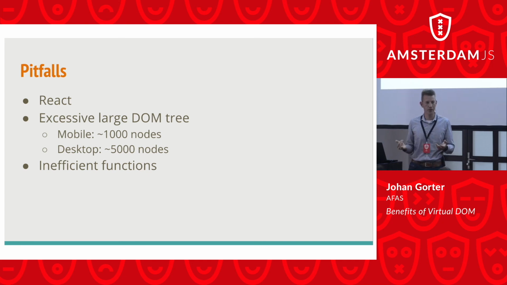Don't make a DOM tree excessively large. On a mobile, more than 1,000 DOM nodes, or desktop 5,000, just arbitrary numbers, but keep those in mind. Your browser won't like it either if you have this many DOM nodes, so you shouldn't do it anyway. And make sure that your rendering functions are efficient. Don't parse any dates along the way, and don't do things like that. But then normally, in my experience, you get 60 frames per second, no problem.